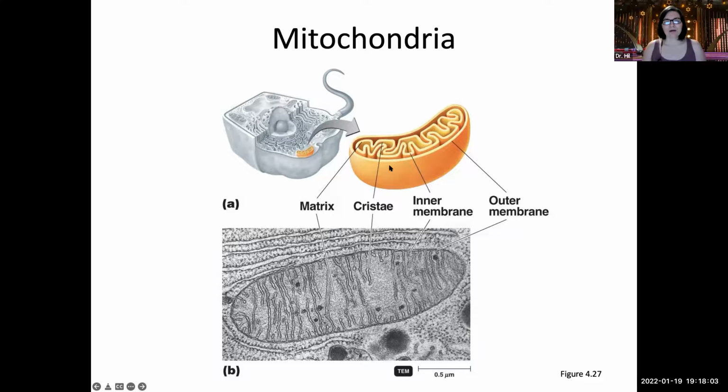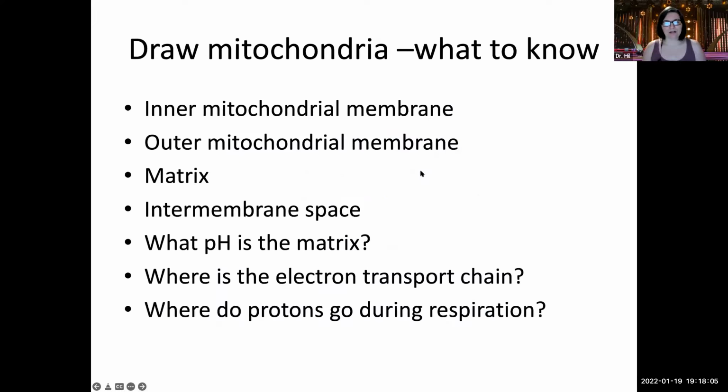But now let's talk about what is happening in this mitochondrion. So when you draw your picture, make sure that you draw an outer membrane and an inner membrane and label the matrix, which is the most interior space, and the intermembrane space, which is between the two membranes. What is the pH of the matrix? If you're not sure, you can put a question mark, or you can guess, or you can Google it, but what do you think it is?